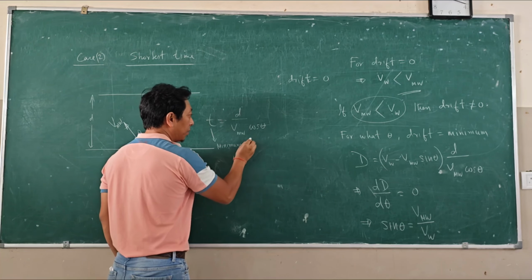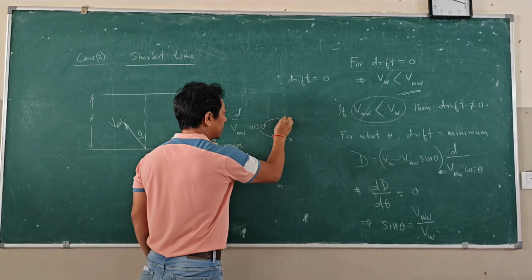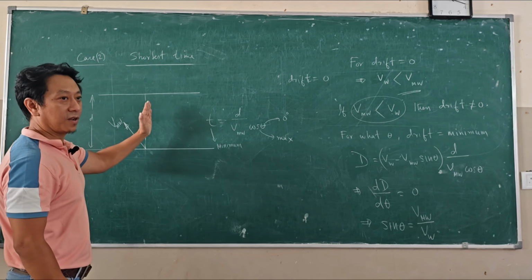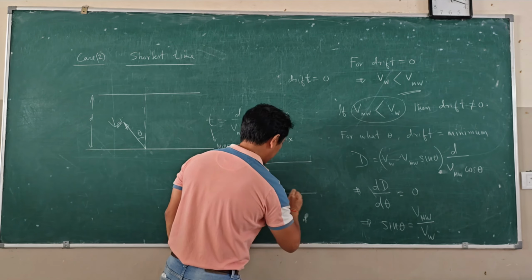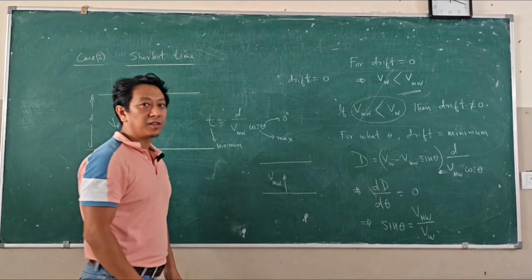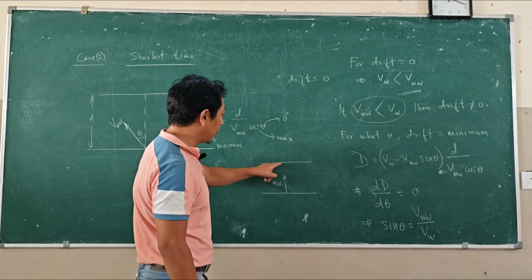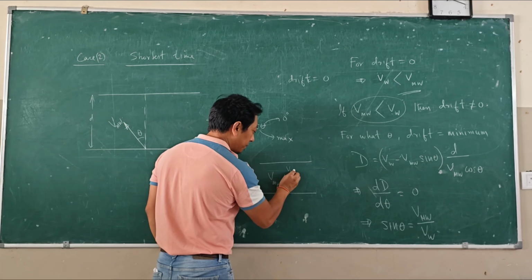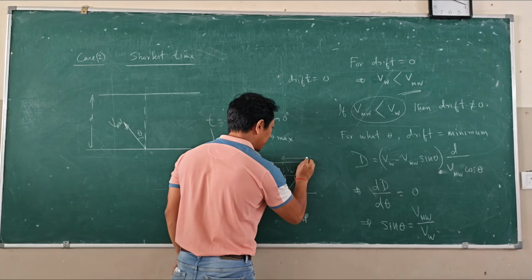So if you want time to be minimum, this cos theta should be maximum. So theta should be what? 0 degree. That means you should not swim here, you should swim here. So for minimum time, you have to swim here, at theta equal to 0 degree. Which means you will never reach here, because now river velocity will add and you will go somewhere here. So this will be your drift.